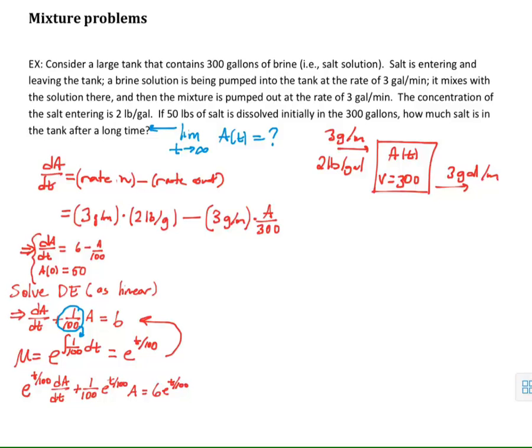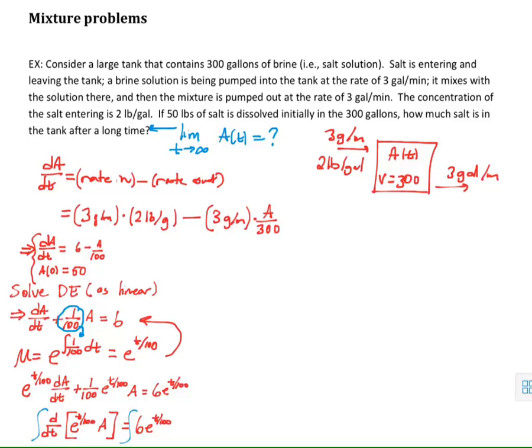And then, what can we do to the left-hand side? It's the product rule in reverse, right? That happens to be mu times A. e to the t over 100 times A equals 6e to the t over 100. Integrate.